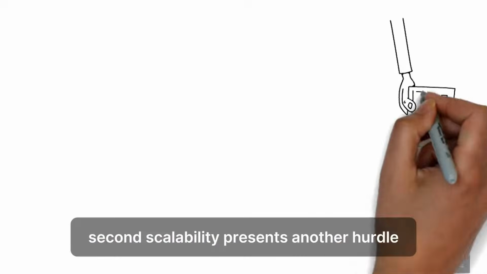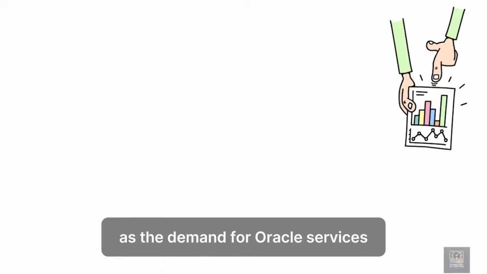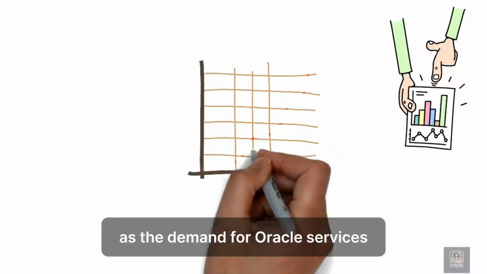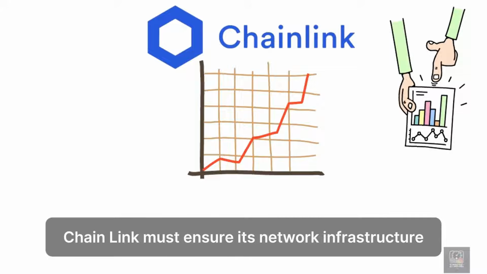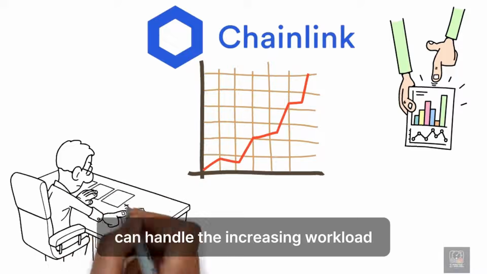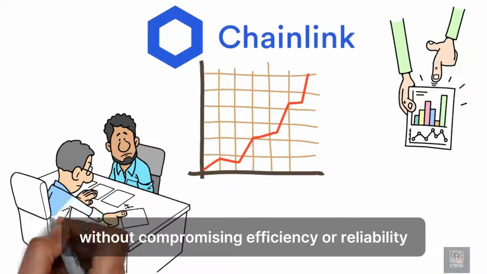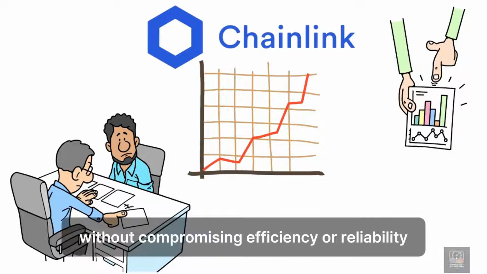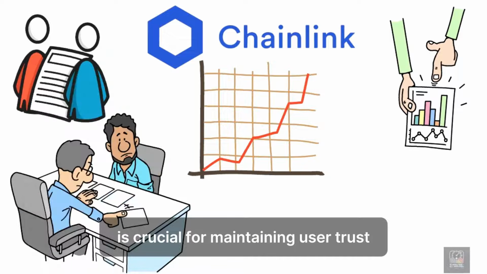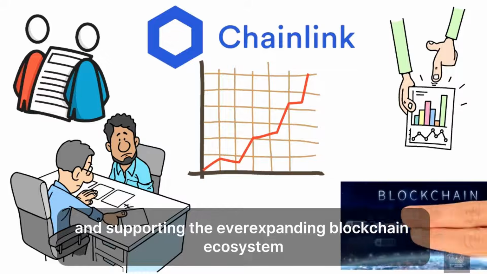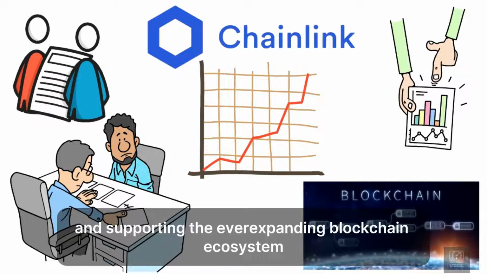Second, scalability presents another hurdle. As the demand for Oracle services continues to grow exponentially, Chainlink must ensure its network infrastructure can handle the increasing workload without compromising efficiency or reliability. Achieving seamless scalability is crucial for maintaining user trust and supporting the ever-expanding blockchain ecosystem.